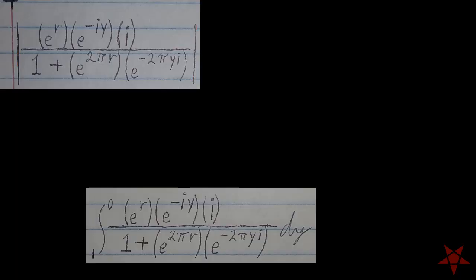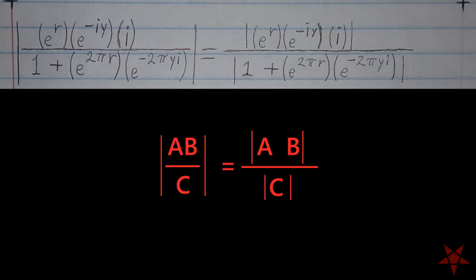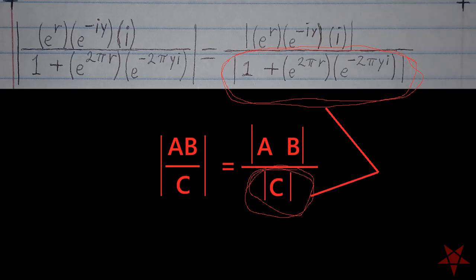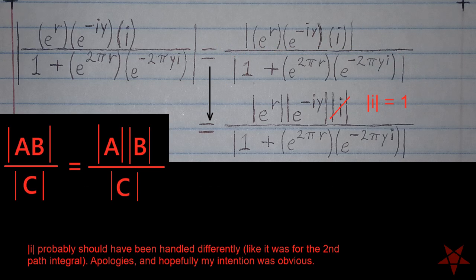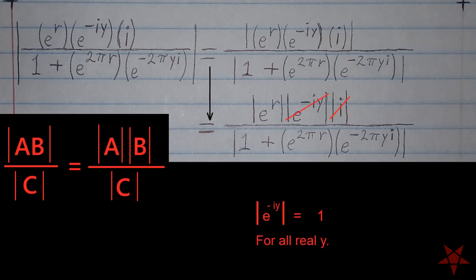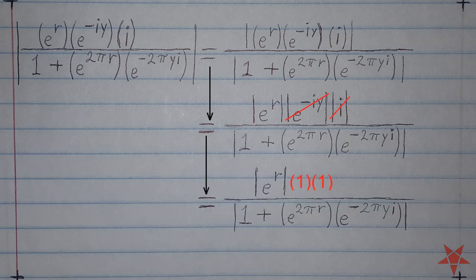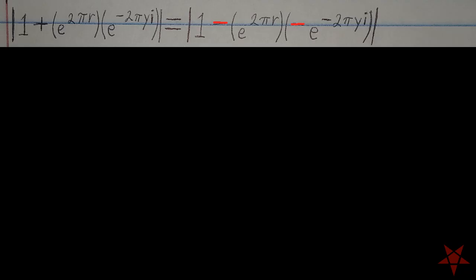Just like we did with capital I sub Roman numeral 2, we will separate the numerator from the denominator. From here, we can break the numerator into separate factors. The absolute value of i is 1, as is the absolute value of e to the minus iy, and this leaves us with the absolute value of e to the power of little r on top. Isolating the absolute value in the denominator, we factor out a minus sign from the second term.